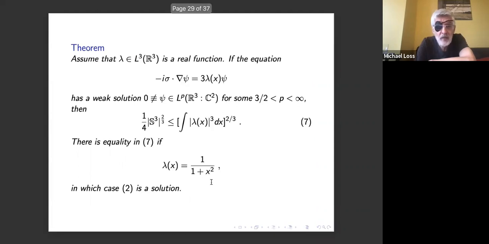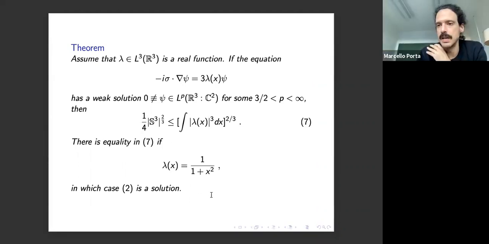But what I would like to do is illustrate the method in another problem. By the way, how am I doing with time? I think you still have 20 minutes. 20 minutes. Oh, that's great.